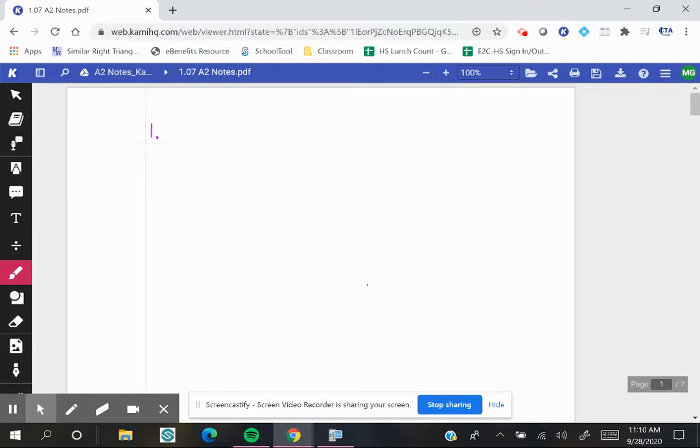Hello, we're on 1.07 Algebra 2 notes today. We're going to be talking about radicals and also complex numbers. So we'll talk about simplifying, combining, we've got radicals and imaginary numbers.